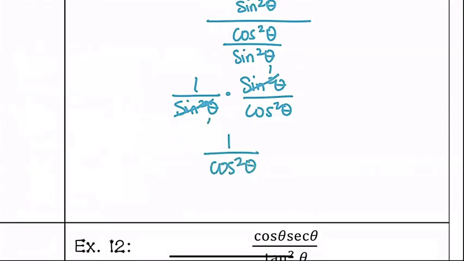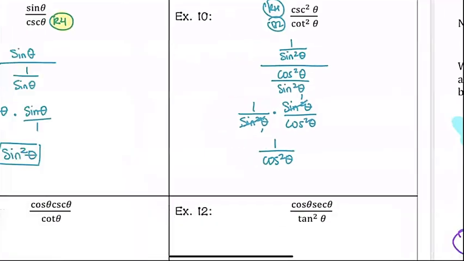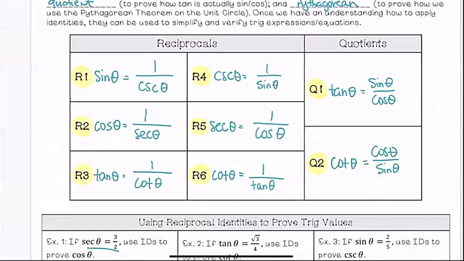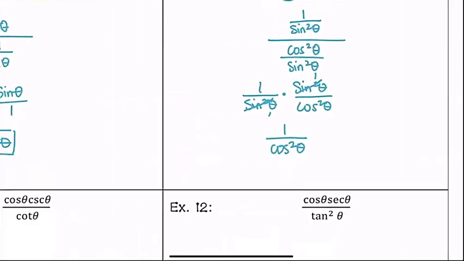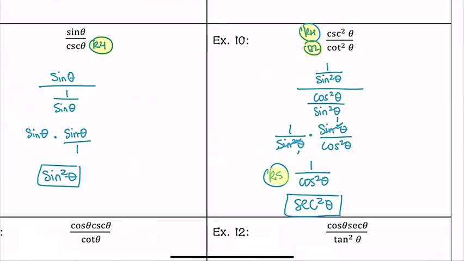squared on the bottom. But I could still simplify this, so I'm going to look back over here, and I'm looking for 1 over cosine. You can see that right here, so that's actually the same thing as secant. So per R5, this would really be secant squared. It's squared because the cosine was squared. There we go. And that's how we did it. The next one, I promise, is a little bit easier. So pause and try number 11 and then come back when you're ready.